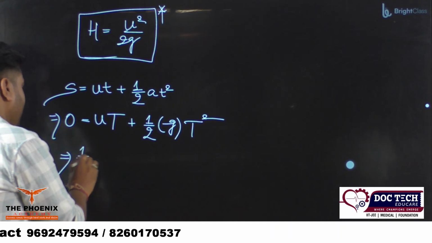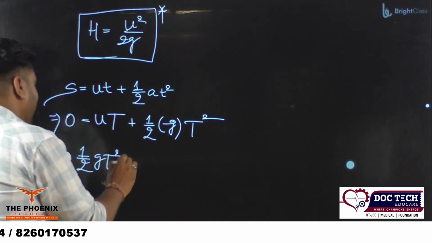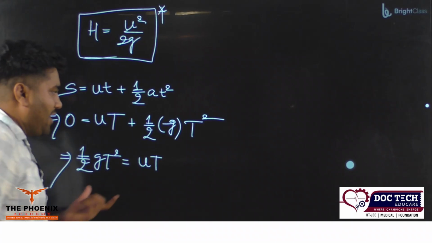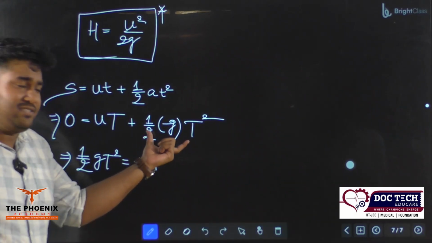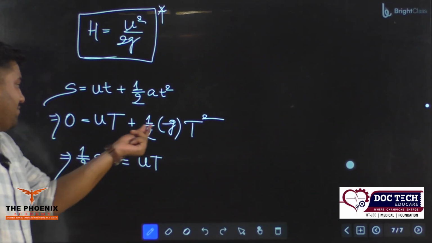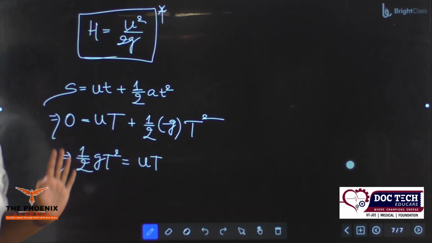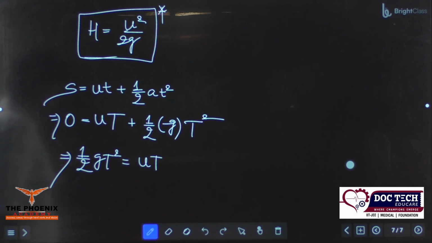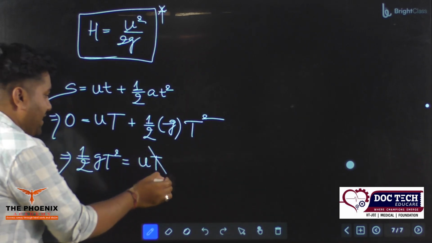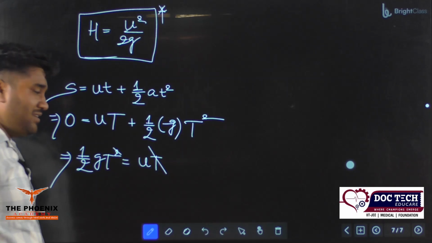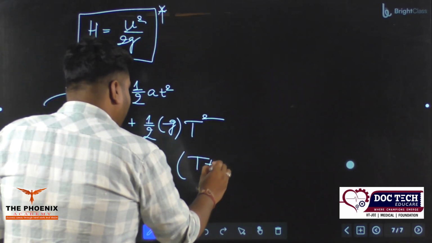Now half g t square equal to ut. I hope you can understand it. So just bring this to this side and the minus sign will get positive. As we know that t is definitely not zero, t is a non-zero quantity, right? Then we can cancel out t on both sides, as t is not equal to zero.